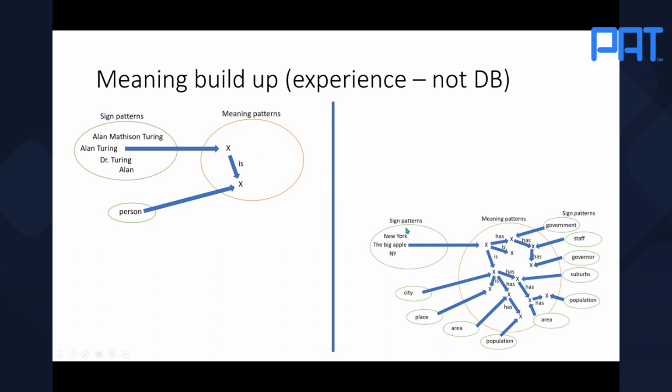Over here, we're going to look at the Big Apple, New York, NY, and those are your signs. Again, the signs are the things that are arbitrary, that are connecting to the meaningful elements. And in here, you've got X's that are being a bit more fleshed out now. So New York has, what have we got? It has a government, has staff. One of the staff is the governor. You can see that you can very quickly build a network where all of those elements of the network have to trace back to New York.